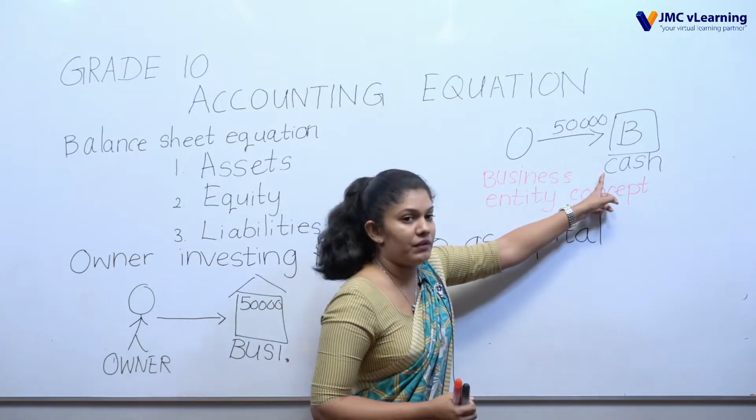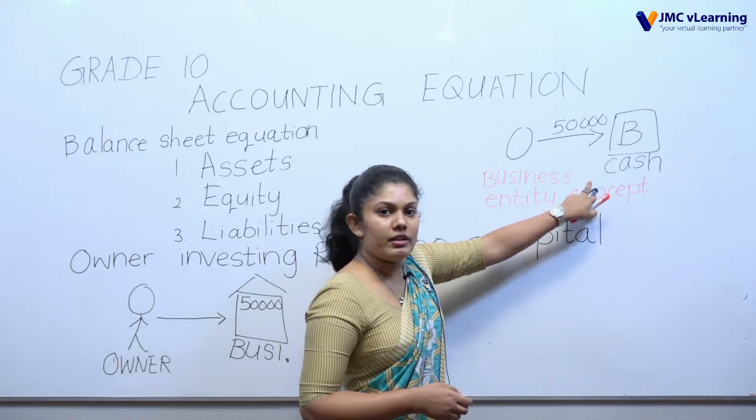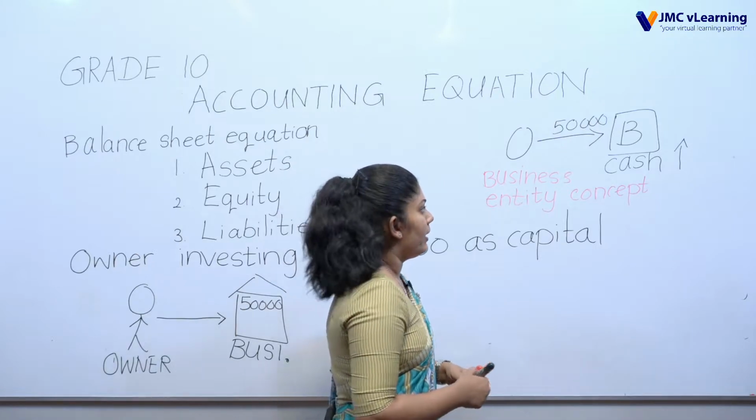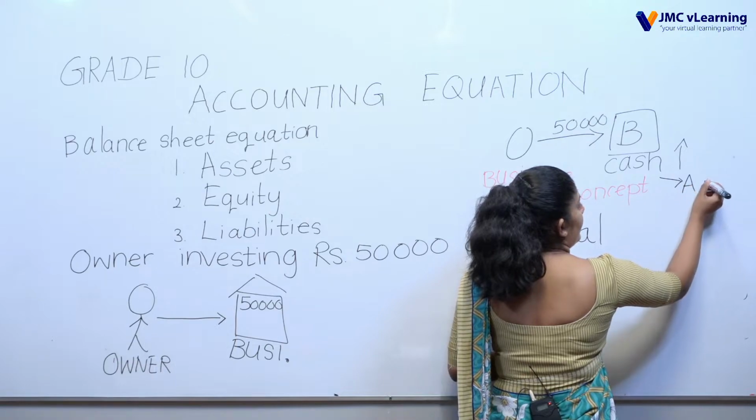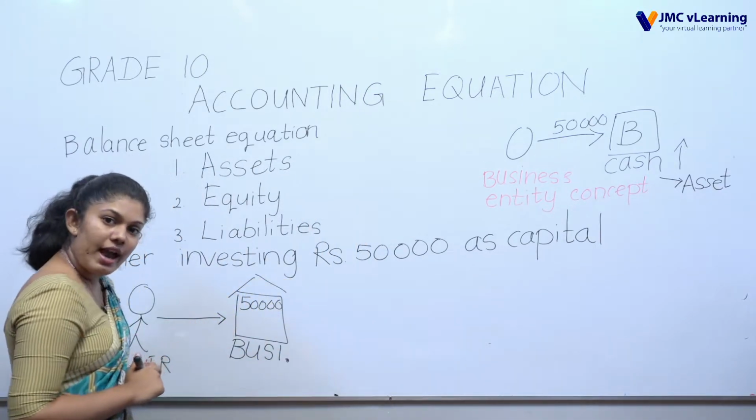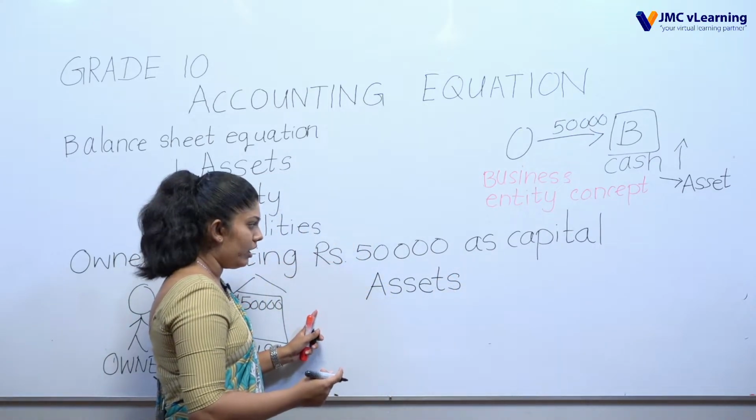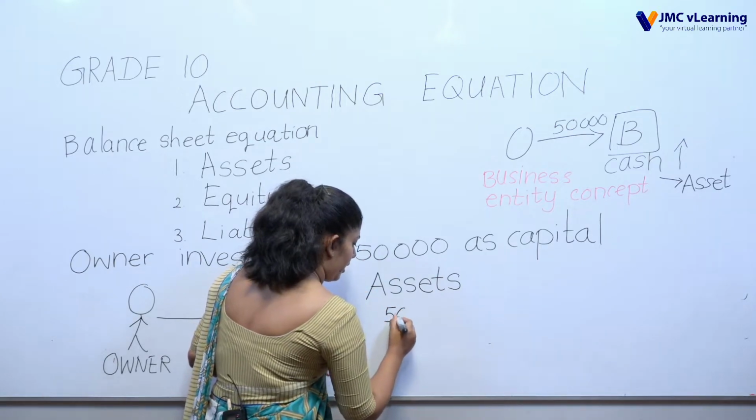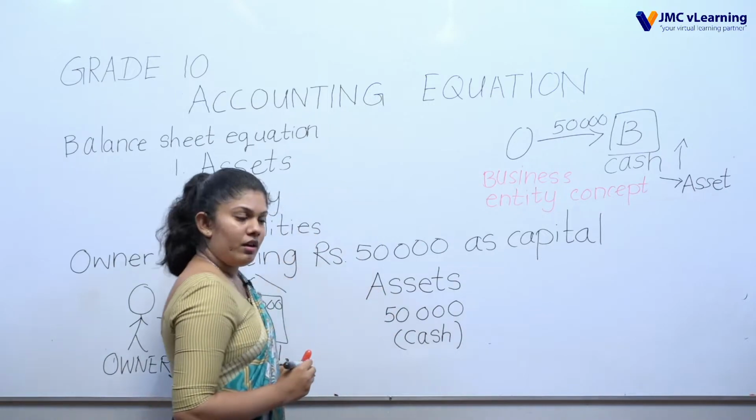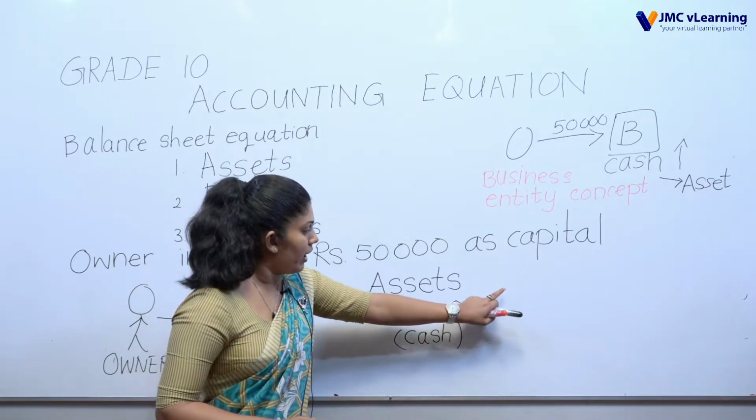But after investing this 50,000, what happened? The cash of the business increases, because before we didn't have anything. After investing this 50,000, cash increases, and cash is an asset. We learned that. Now, in the business, we have assets. After the owner invests this 50,000, what do we have? 50,000 of cash. Now, from where did we get this 50,000? From the owner.